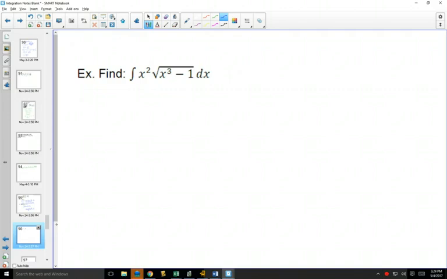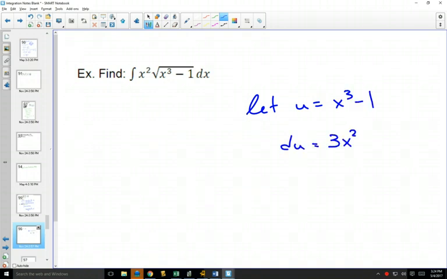Something chain rule. So what do we do? What do we call that with integration? Integration by substitution. So what are we going to let u equal? x cubed minus 1. What is the derivative of that? 3x squared dx. Does that match with what we have in the question? But we can make it match by dividing by 3.